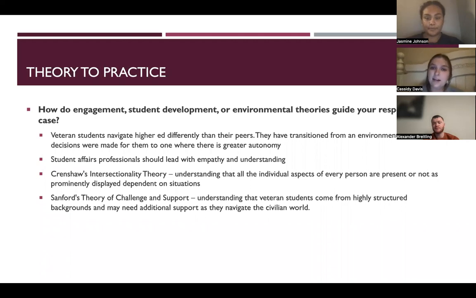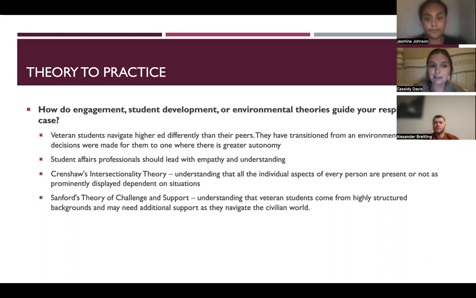Now we're going to connect the case study and what we read with what we learned and what we know, which is theory. Some theories that were used to guide our response include remembering that veteran students navigate higher education differently than their peers. They have different lived experiences, different maybe trauma or scars from those experiences, or really positive ones. And so that transition is going to look different going into civilian life, like Alex mentioned, but also civilian life on a college campus where decisions were made for them in the military, to now there being greater autonomy. It's just going to be a different change of pace that they're going to have to get used to. Remembering too that student affairs professionals should lead with empathy and understanding, as students come from a variety of different backgrounds and lived experiences.